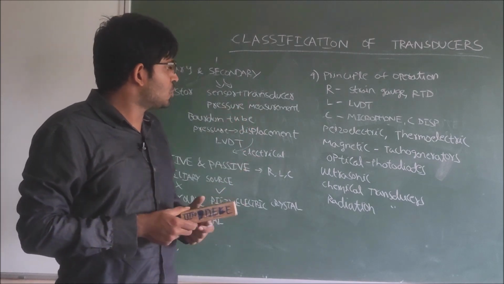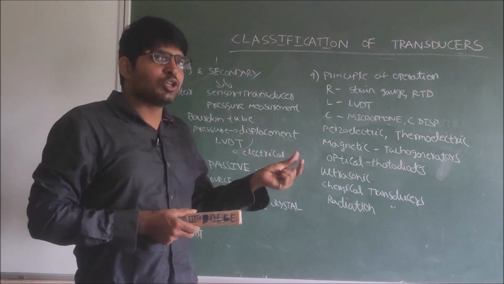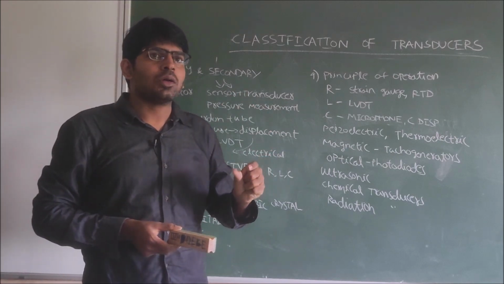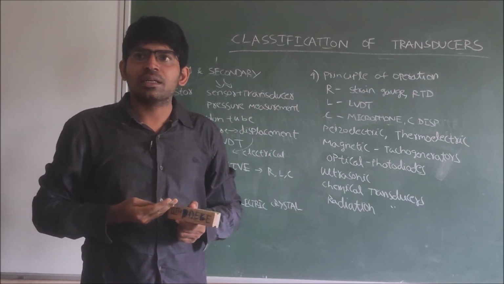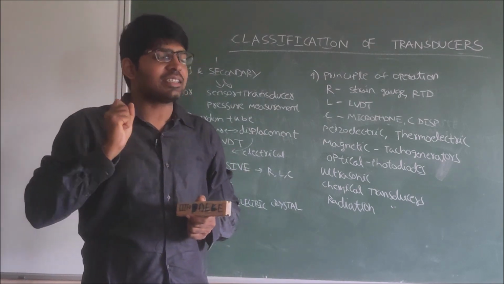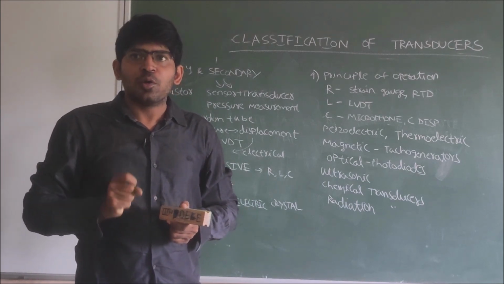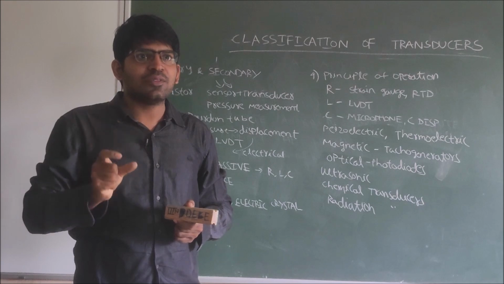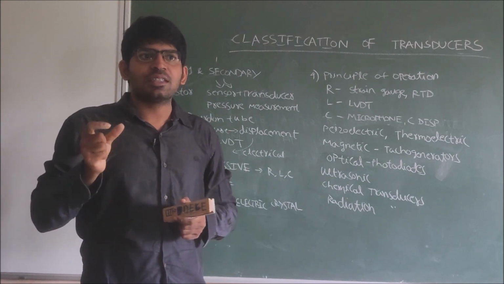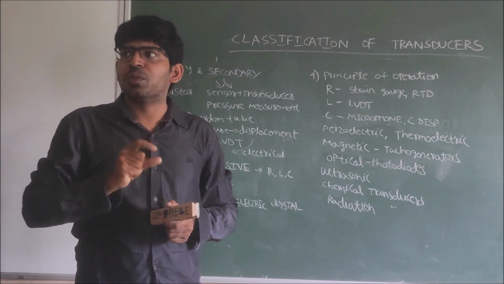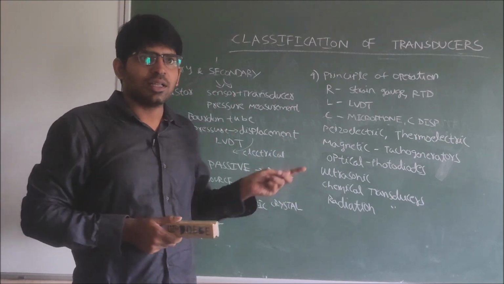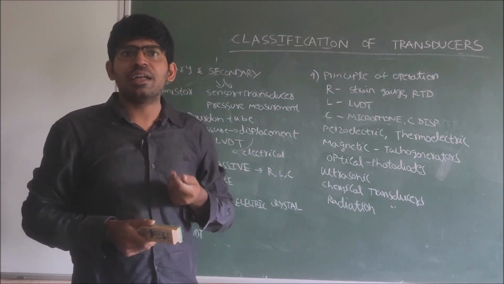Whereas for the secondary transducer, for example, take the Bourdon tube for pressure measurement. When the pressure is changing, it gives the output in the form of displacement. It is not giving an electric signal. Whereas the LVDT converts this displacement into an electric signal. So this is happening in two steps. That's why we call this a secondary transducer.